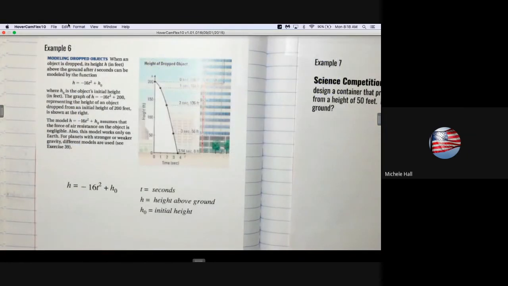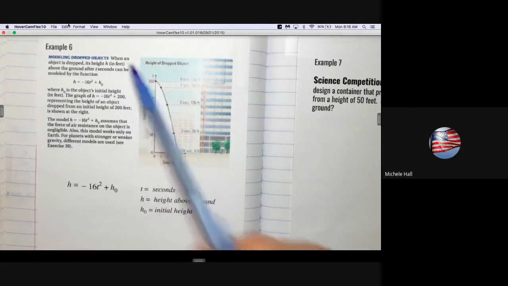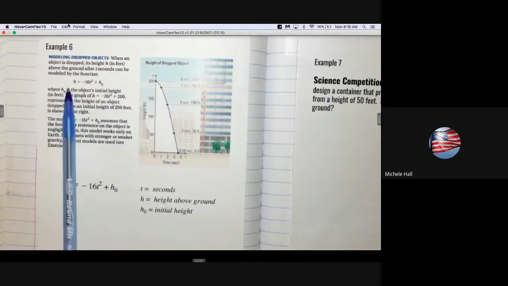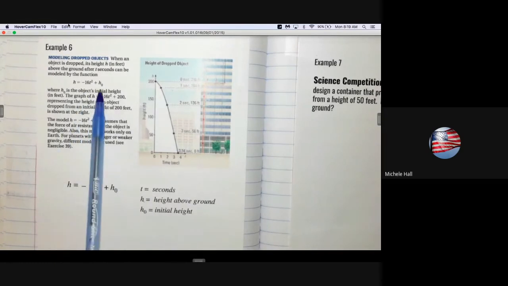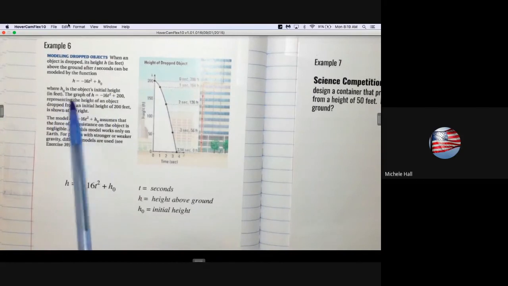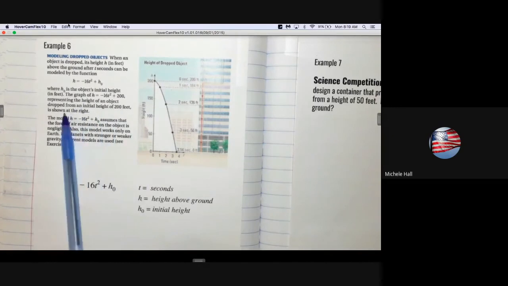All right, example 6. We have dropped objects. We're modeling a dropped object. When an object is dropped, its height h in feet above the ground after t seconds can be modeled by the function. We have h for the height above the ground. We have t for seconds, and then we have h of 0, where h of 0 is the initial height in feet. The graph h equals negative 16t squared plus 200 represents the height of an object dropped from an initial height of 200 feet. It's shown at the right.